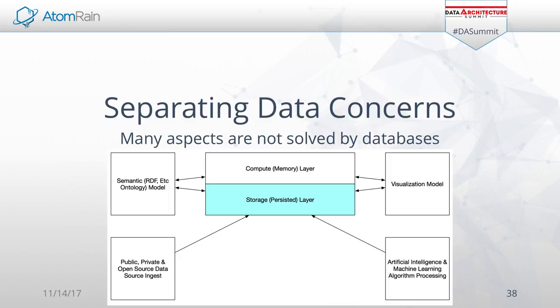And then same thing with the semantic. Make sure you keep your semantic representation of your data decoupled from a specific database. You can do that and keep it separate. You can define your ontology, your semantics, your RDF, if that's what you're going to use, that specific model. You can do that and keep it all separate.